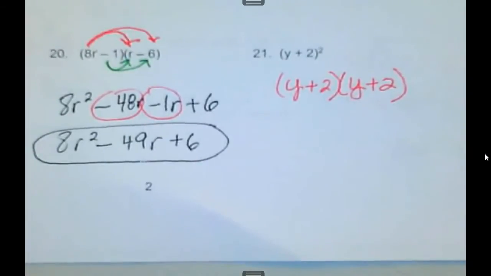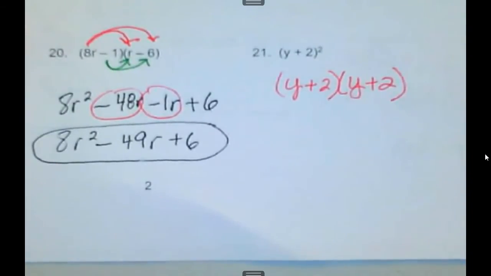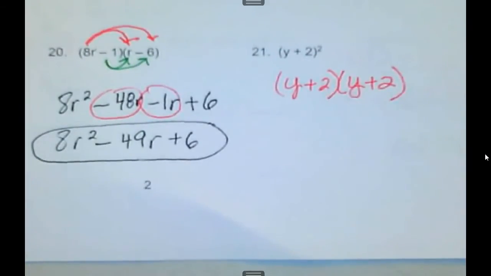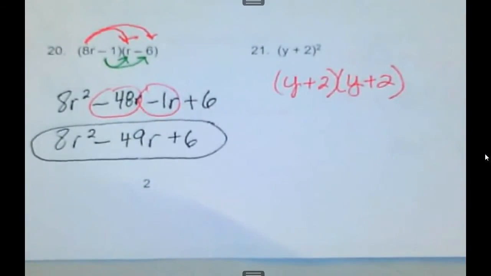Questions, comments, concerns? Do you think you can do pages 1 and 2, the ones that I didn't do? Why, yes, Mr. D. It's a piece of cake. Okay, you have the rest of the period to do it. Yes, Sergio. What does that mean?